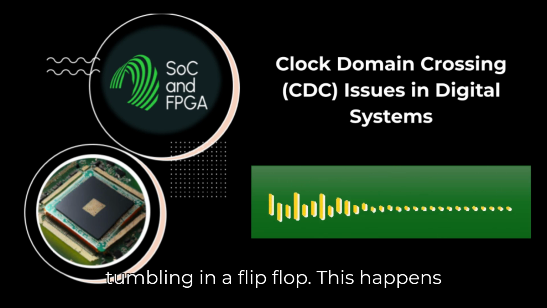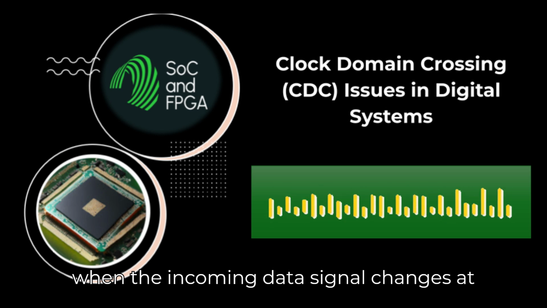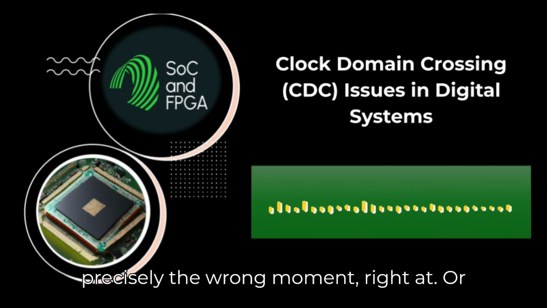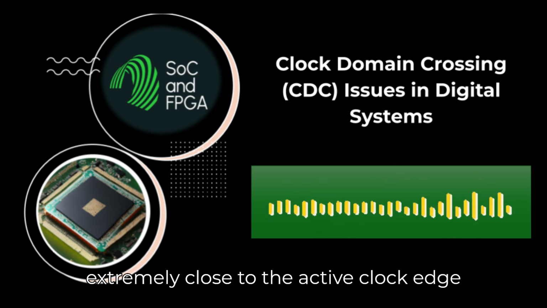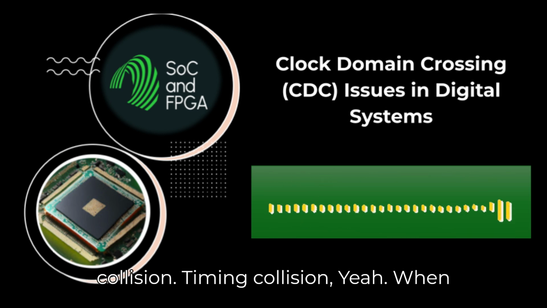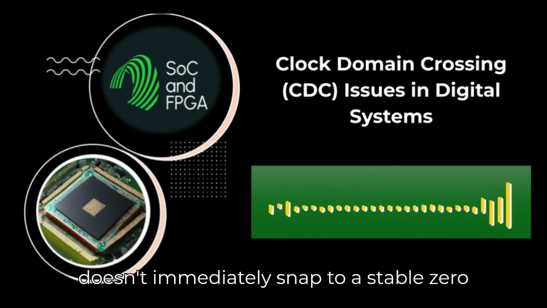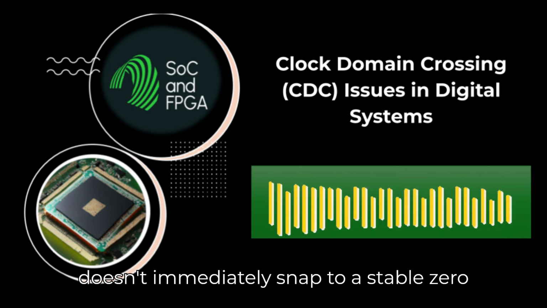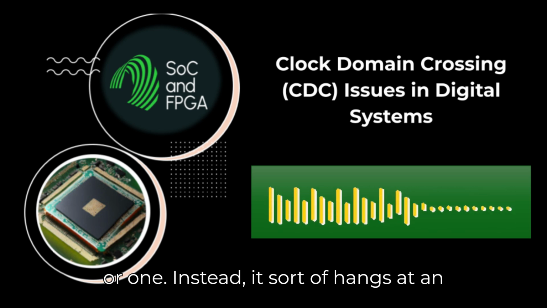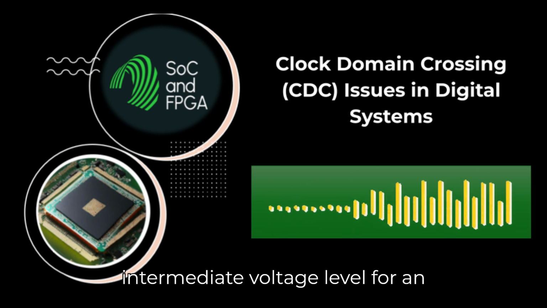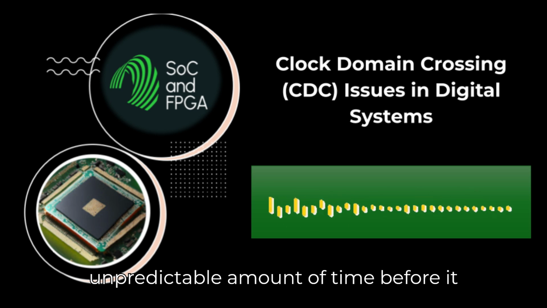In a flip-flop, this happens when the incoming data signal changes at precisely the wrong moment, right at, or extremely close to, the active clock edge that's trying to sample it. A timing collision. Timing collision, yeah. When that happens, the flip-flop's output doesn't immediately snap to a stable 0 or 1. Instead, it hangs at an intermediate voltage level for an unpredictable amount of time before it finally resolves.